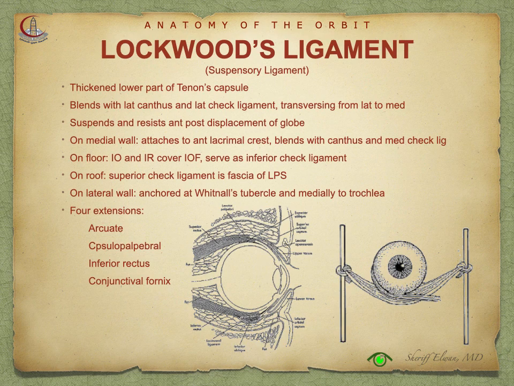The capsulopalpebral ligament is described in the lecture on eyelids as the inferior retractor, that is the lower lid retractor, the analog of the levator palpebrae superioris in the upper lid.